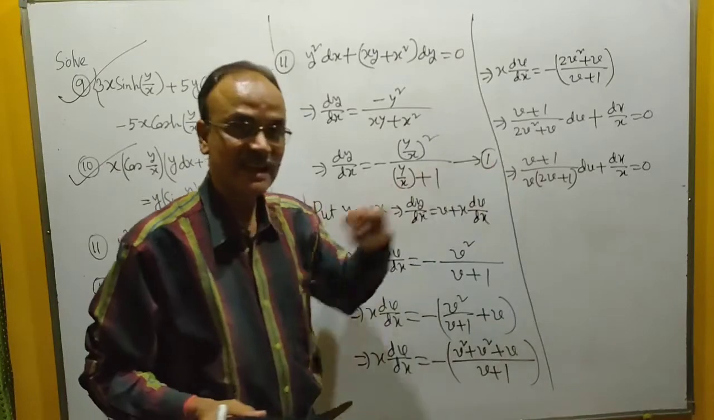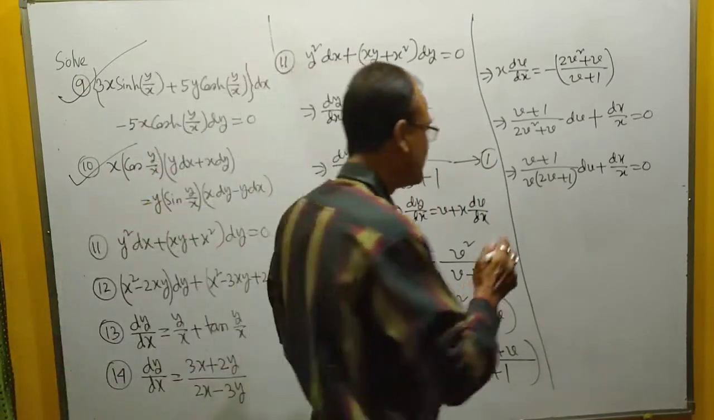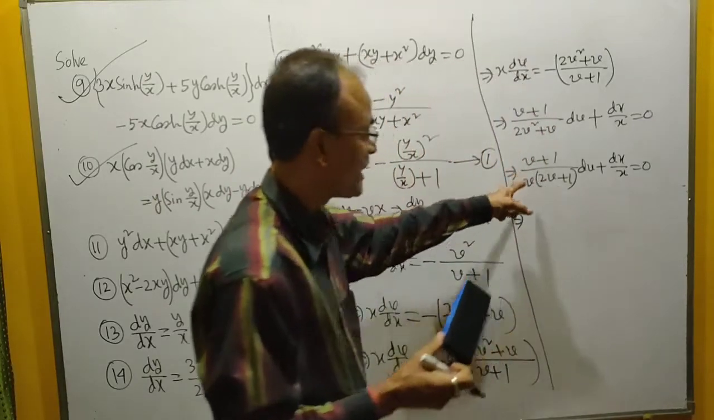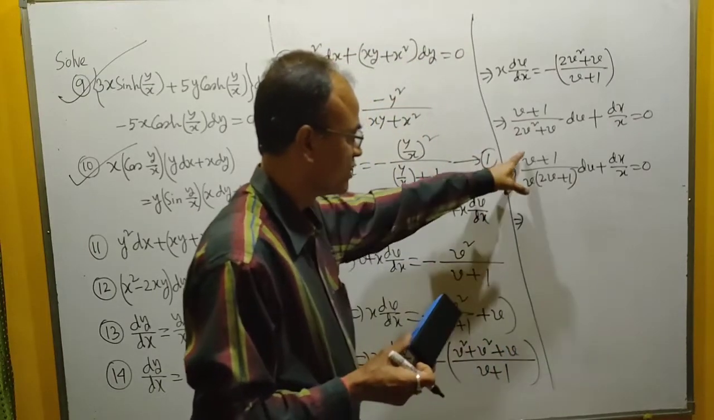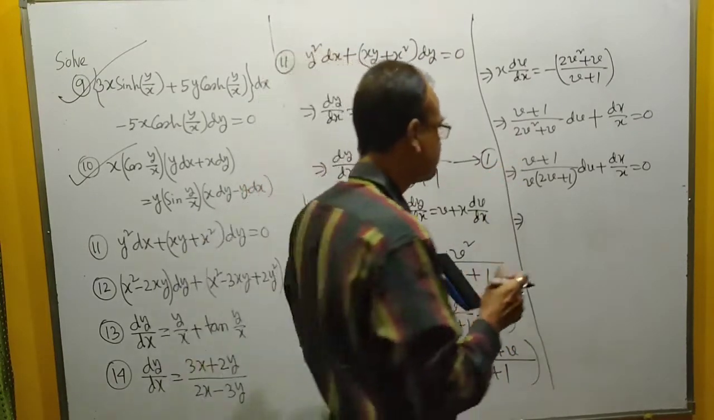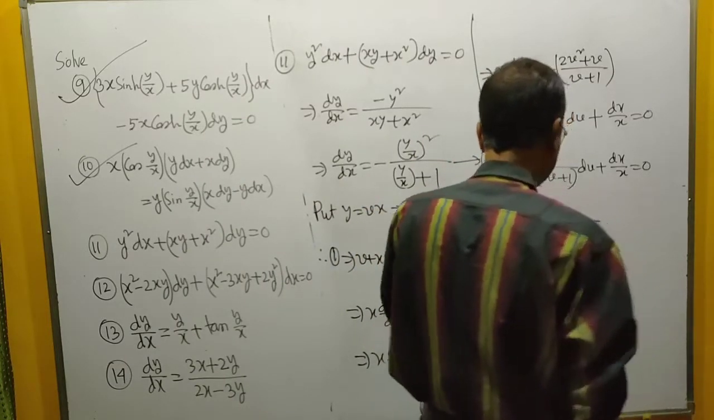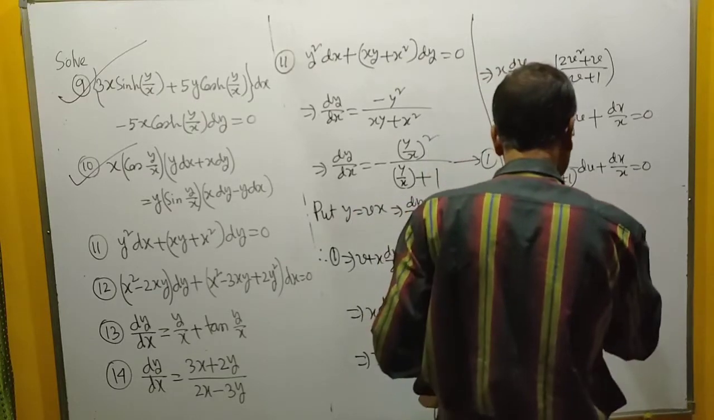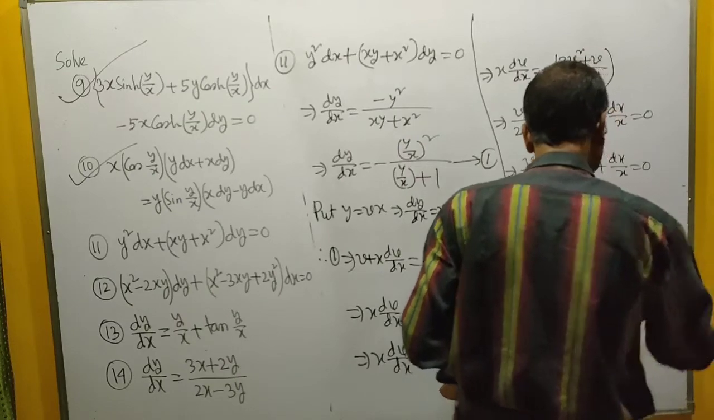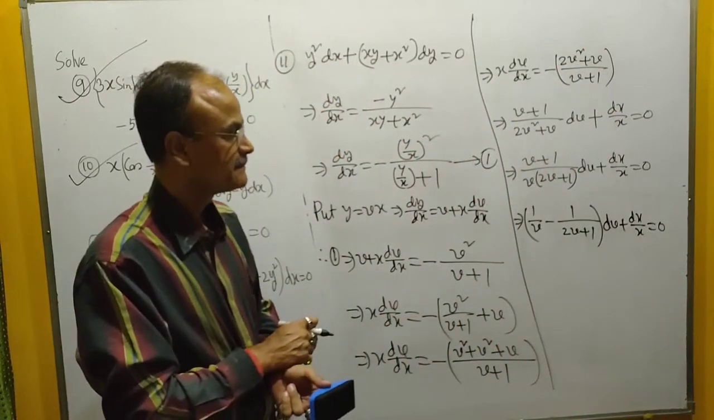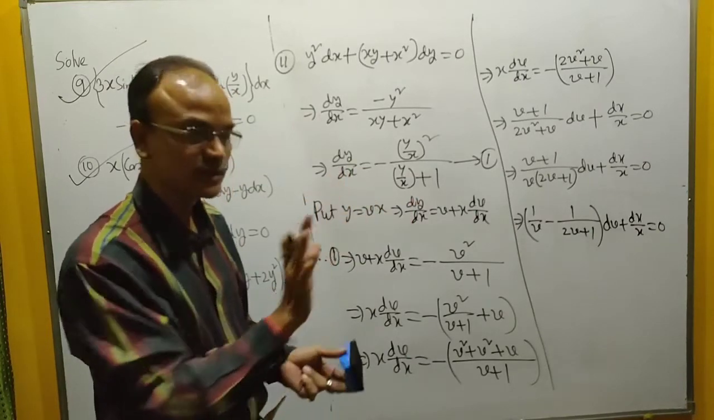Just express this as a partial fraction. To get the numerator v plus 1, 1 by v into twice v plus 1, you may write twice v plus 1 minus v over it, dv plus dx by x equal to 0. Twice v plus 1 minus v means v plus 1, yes.